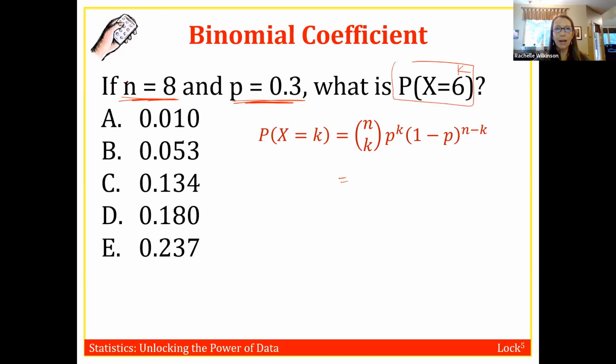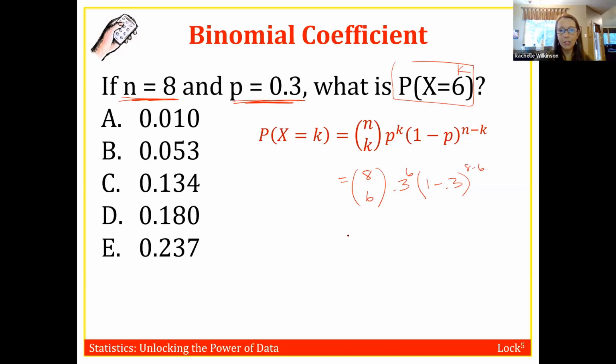So first I have N choose K. So that's going to be 8 choose 6. So I have 8 choose 6 times P to the K. So 0.3 to the 6th power times 1 minus P. So that's 1 minus 0.3 to the N minus K. So 8 minus 6 in this case.